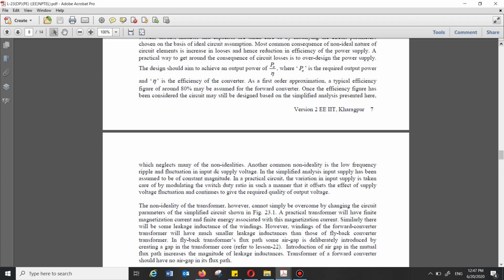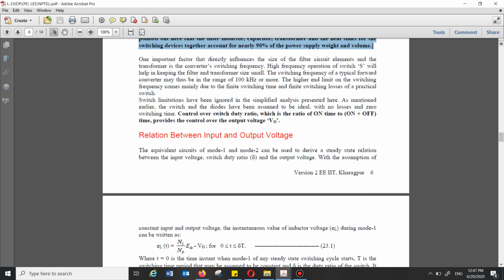So we have understood the principle of mode 1 and mode 2. One important factor which directly influences the size of the filter elements and the transformer is the converter switching frequency. Yeah, that's valid. In the very first lecture, I explained that if you keep on increasing the frequency, your transformer and filter size is going to be reduced. There is some relationship between the number of turns and the frequency. High frequency operation of the switch will help in keeping the filter and transformer size small.